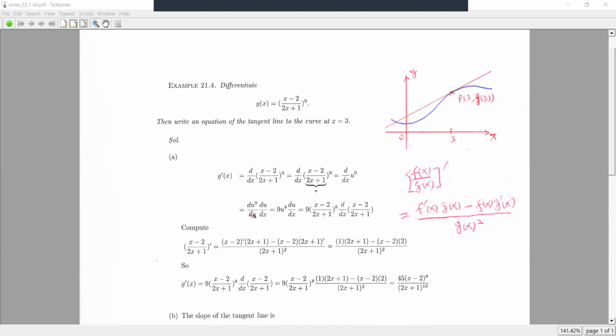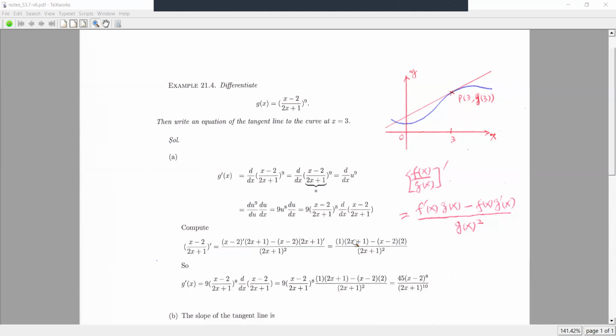I insert du in the denominator and put a du on the numerator. This step is the chain rule. This is a product of 2 derivatives. The derivative of u to the ninth with respect to u is 9 times u to the 8th by the formula for power function. Now replace the intermediate variable u by x minus 2 over 2x plus 1. Then I have this equation.